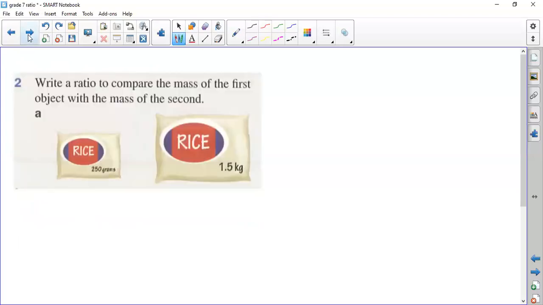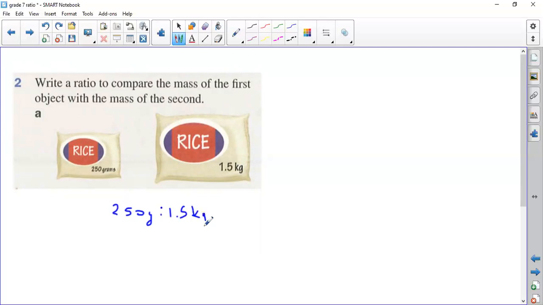Now let's see the examples. Write a ratio to compare the mass of the first object with the mass of the second one. So there are two objects given. It means rice with mass 250 grams and the second one 1.5 kilogram. And we have to write a ratio to compare them. So we'll have the ratio of 250 grams to 1.5 kilogram.